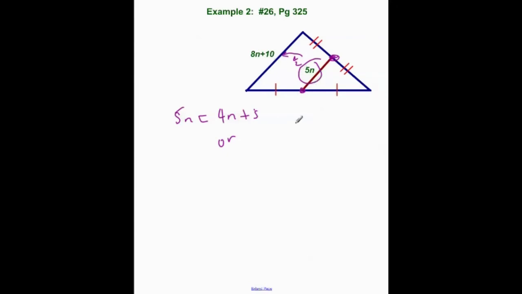To make it equal, we have to double it. We can do 10n is equal to 8n plus 10. Either way works. So let's go ahead and do this one right here. And we just subtract 4n, so we get n is equal to 5. And let's double check our work.